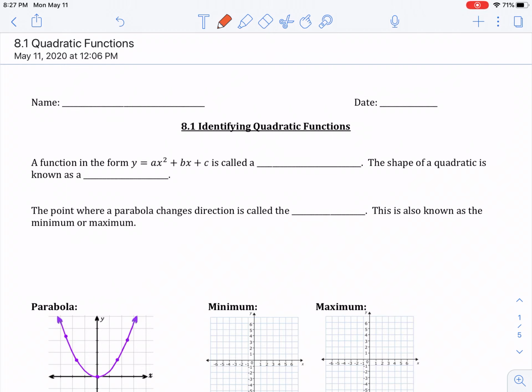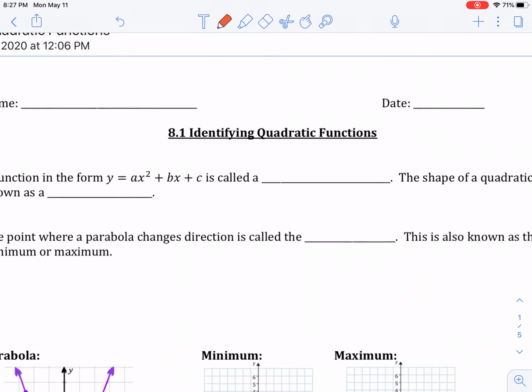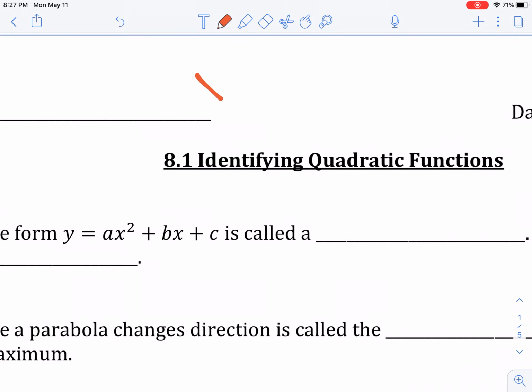All right, Chapter 8, Quadratic Functions. This chapter is an extension of the chapter that we just completed on factoring. We've been factoring expressions that look like this. Something like this.